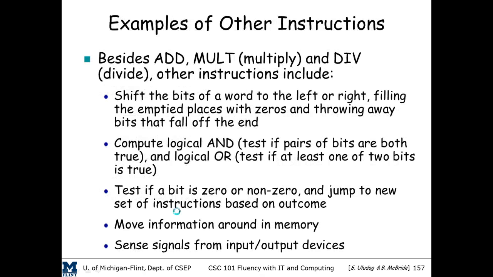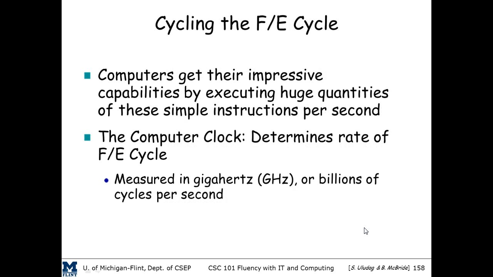Besides doing addition, multiplication, and division, they can also shift bits. They can also compute using logical operators like AND and OR. They can also compare data values. They can check values to see if they are 0 or non-zero, jump to new locations based on the outcome of these tests, move information around memory, and of course read and write information to and from peripheral devices like keyboards and monitors. So computers get their impressive capabilities by being able to execute huge numbers of these simple or primitive instructions per second.